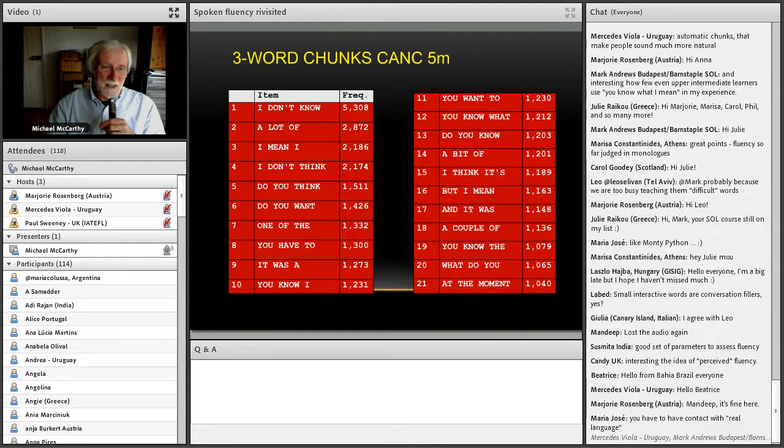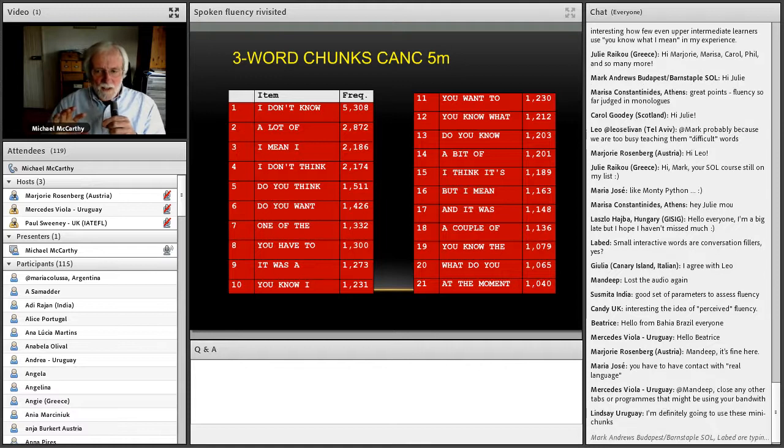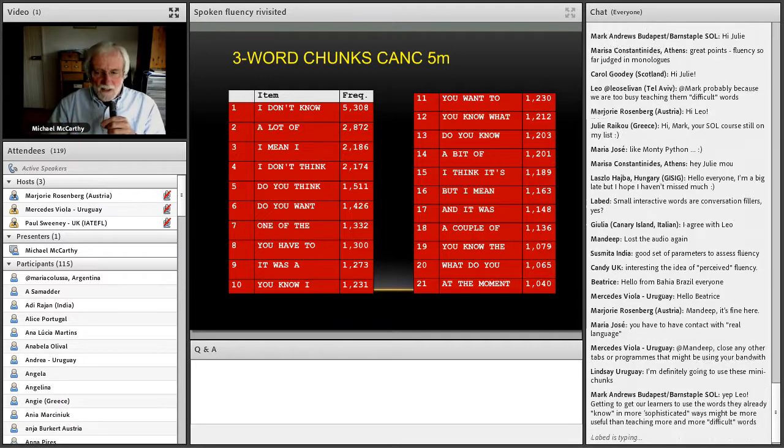In that corpus, in fact it's 21 rather than top 20 because I wanted to make it nice and neat in 2 columns. Here are the 21 most frequent chunks of 3 words in informal, friendly conversation. I don't know, a lot of. I mean, I don't think. Do you think? Do you want one of them? You have to. It was a. You know I. You want to. You know what? Do you know? A bit of. I think it's. But I mean, and it was a couple of. You know. The. What do you. At the moment.